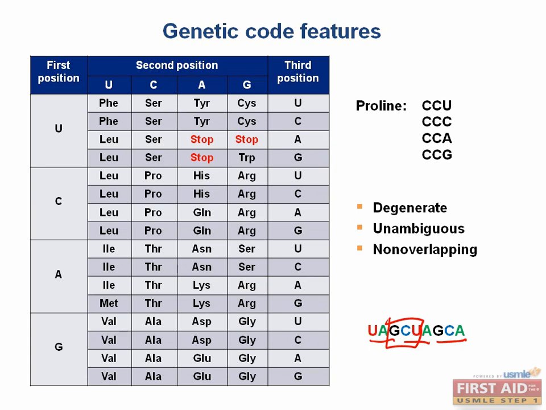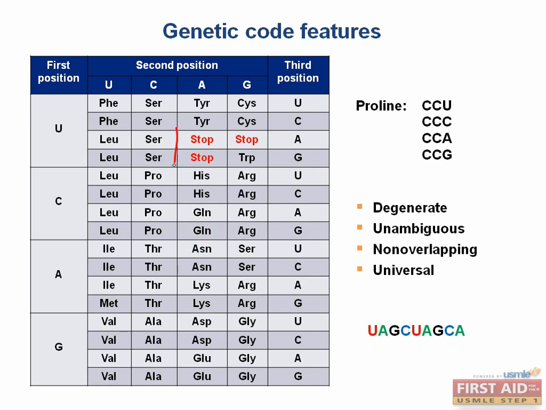The last feature is that the code is universal. This means that in all species the code is the same. If a codon codes for glutamine in one species, it'll also code for glutamine in another species. An exception to this is in mitochondria, which have their own tRNAs, which in some cases match different amino acids to codons than a nuclear encoded gene.